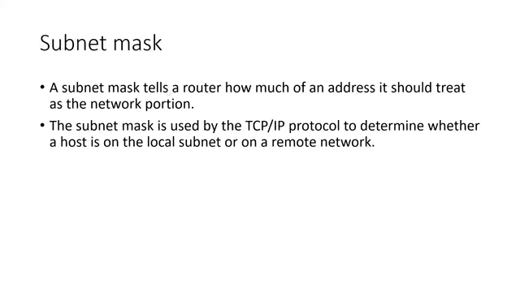So the subnet mask is used by the TCP protocol to determine whether a host is on the local subnet or on a remote host. So just as I showed in the presentation, it is the subnet mask that tells the computers whether the system you are trying to communicate with is on the local network or it has to forward the request to the router for the router to send it outside.